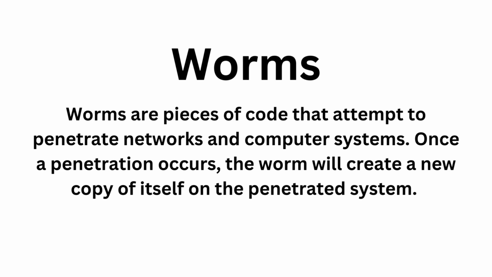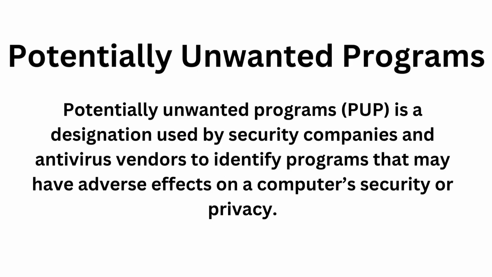Worms. Worms are pieces of code that attempt to penetrate networks and computer systems. Once a penetration occurs, the worm will create a new copy of itself on the penetrated system. Potentially unwanted programs. Potentially unwanted programs, PUP, is a designation used by security companies and antivirus vendors to identify programs that may have adverse effects on a computer's security or privacy.